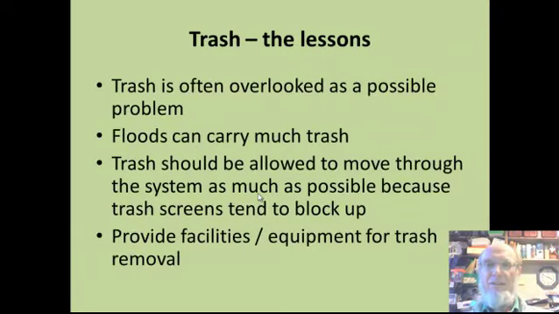So, what are the lessons for trash? Firstly, it's often overlooked as a possible problem. Next lesson is the floods can carry much trash. The amount of trash is unbelievable at times. Trash, I recommend, should be allowed to move through the system as much as possible because the trash screens tend to block up. It's also prudent to provide some facilities, such as a simple winch, to help remove the trash at the intake.